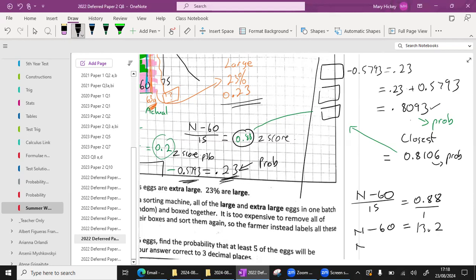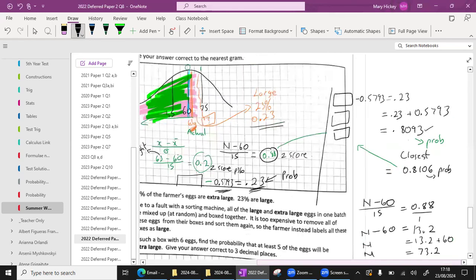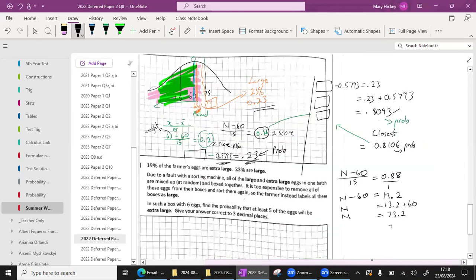13.2. And then my last step is to add on the 60. And that gives me 73.2. Now, are we asked to the nearest gram? So 73 grams. So finally, I have found out that what we're looking for is that this large egg is actually when the egg weighs between 63 grams, which is given in the question, and 73 grams. So now we've reached our final answer, and that's that done.